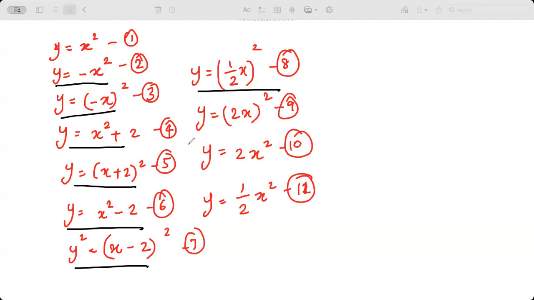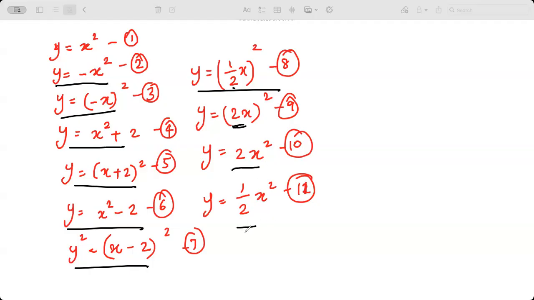Horizontal stretch by 1/2? If it is a stretch, the number has to be greater than 1. Horizontal stretch of 2 then. This one? Horizontal compression of 1/2. Good. Meaning for x alone, you'll find the reciprocal.